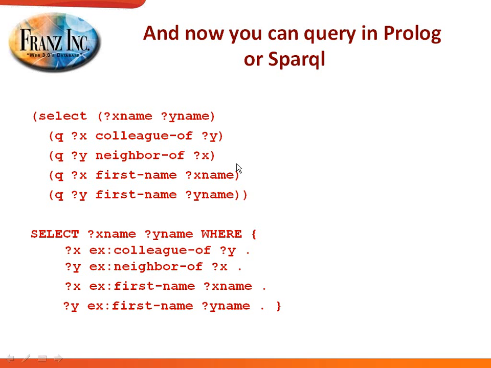And we allow people to do both Prolog queries and Sparkle queries on our data sets. So here's, for example, the same query. X has a colleague Y, where Y is a neighbor of X, and then X is a first name, and Y is a first name Y name, and you will get these results back. And here's the identical query in Sparkle.